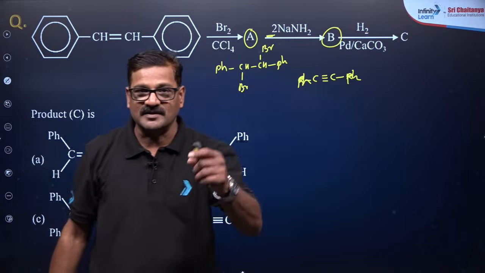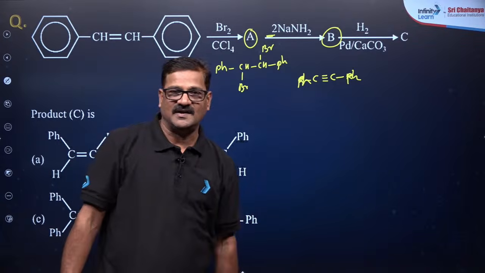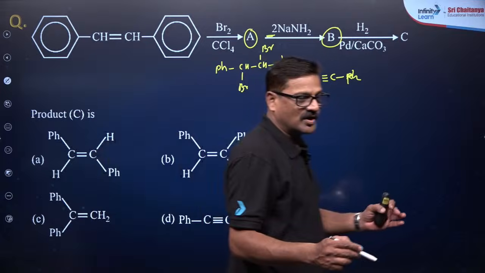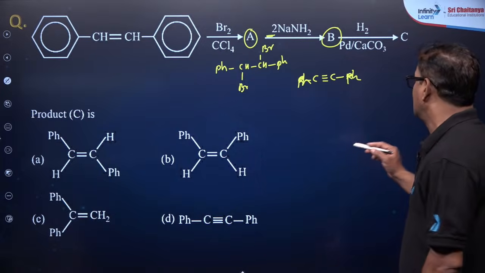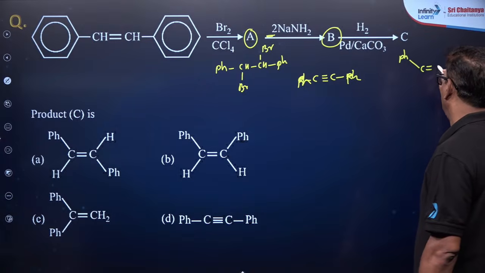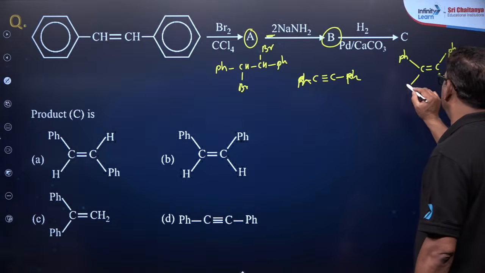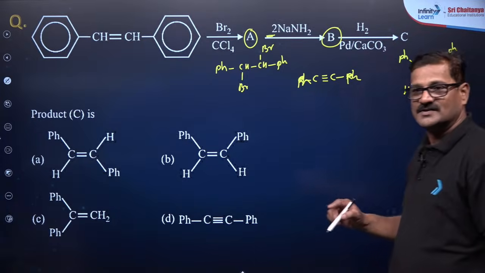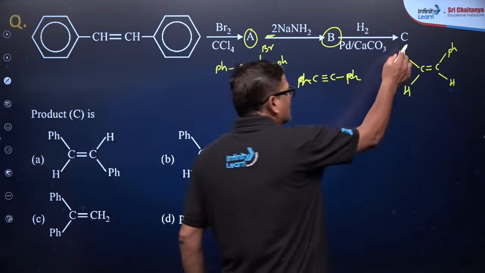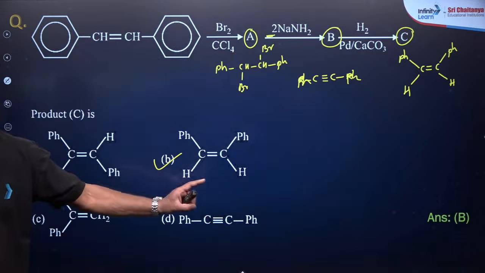And when it is treated with Pd and CaCO3, it is a poisoned catalyst for hydrogenation. So controlled hydrogenation takes place. A cis alkene is going to be the product. So you will have a product like this, with hydrogen and hydrogen, syn addition, and cis alkene is the product, and that is going to be C. So the answer for this question is B.